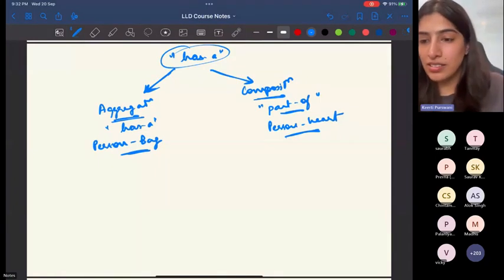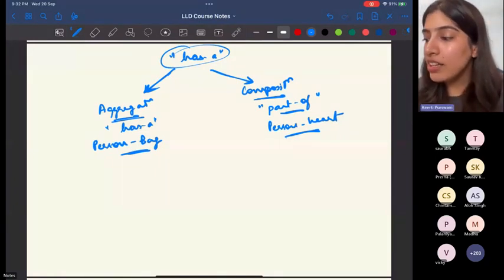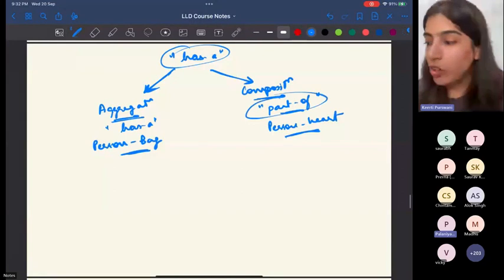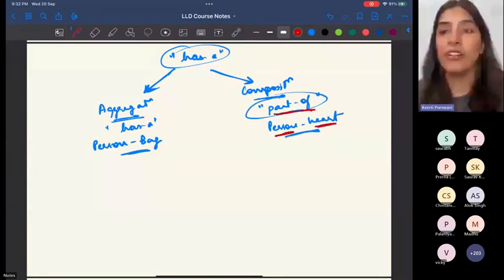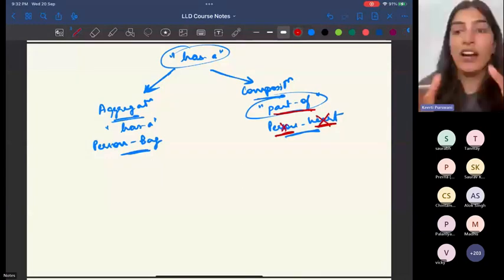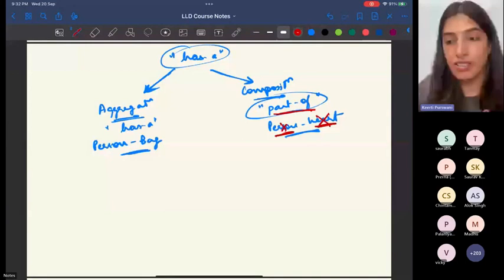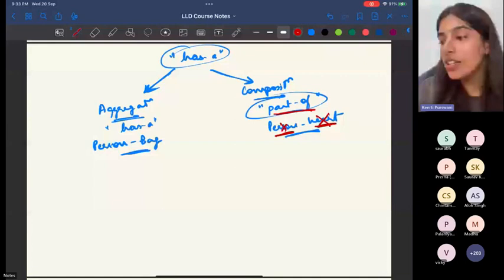Guys, does this much make sense? So basically, why I am saying "part of", think of it like this: a heart is a part of a person. A heart cannot exist without a person. That is why they say "part of". This is composition. Correct? Yes, let's take better examples.